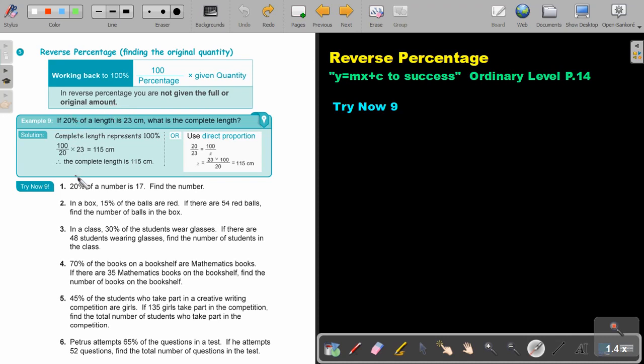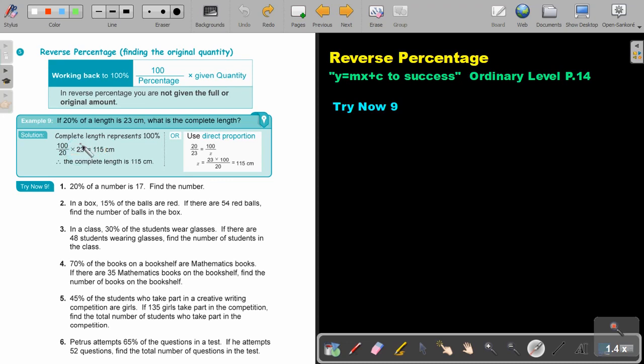Okay, let's look at an example. If 20% of a length is 23 centimeters, what is the complete length? So basically, I'm going to put the 100% on top over the 20 and I multiply it by 23 and I just get 115. You can actually test it by saying 20 over 100 multiply 115 and that will give you 23.